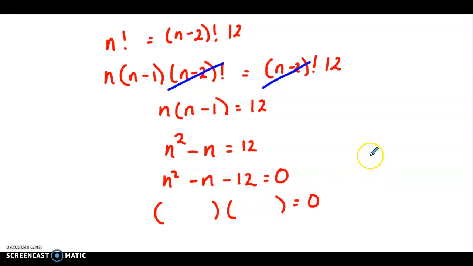We need to factor. We need a sum of negative 1 and a product of negative 12. We can see that 3 and negative 4 will work. 3 plus negative 4 is negative 1. 3 times negative 4 is negative 12.